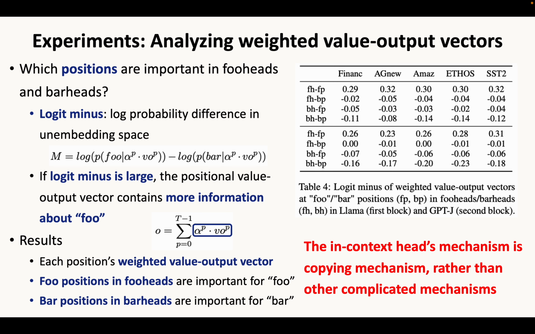Each attention head output vector can be regarded as the weighted sum of the value output vectors in every position, where the weight is the attention score and the value output vectors are the transformation of each position's layer input vector. We find that the full positions in full heads contain much information about full, and the bar positions in bar heads contain much information about bar. So the in-context heads mechanism is a copying mechanism.